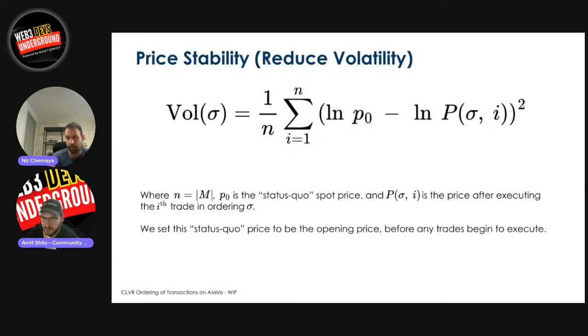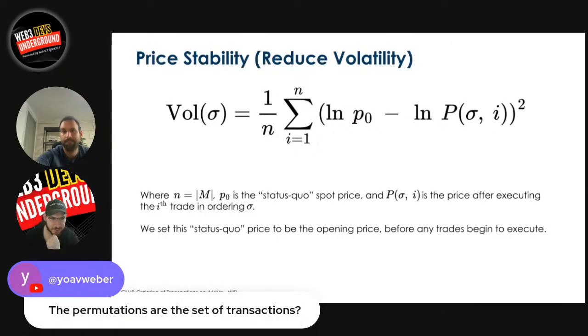Awesome. And we have another question from Yoav about that. I'll put it here as well. He asks if the permutations are the set of transactions. No. Think about permutations: you have the set of the transactions, which is going to be n.